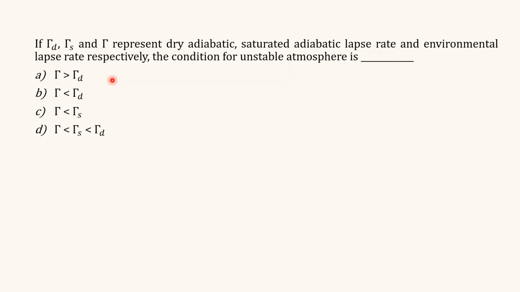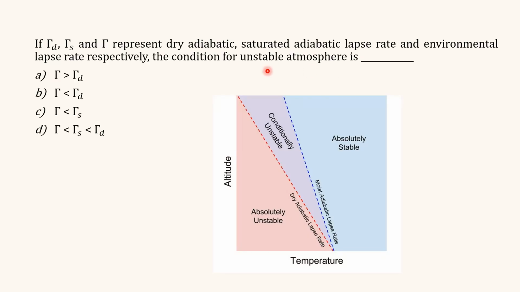In the next question, it is mentioned that if these symbols represent the dry adiabatic, saturated adiabatic lapse rate, and the environmental lapse rate respectively, the condition for the unstable atmosphere is. And here we have the options. So as we discussed in the video of the atmospheric stability, for the unstable atmosphere, the environmental lapse rate is more than the dry adiabatic lapse rate. So if we see the options here, the first option is the correct answer, where the environmental lapse rate is more than the dry adiabatic lapse rate.